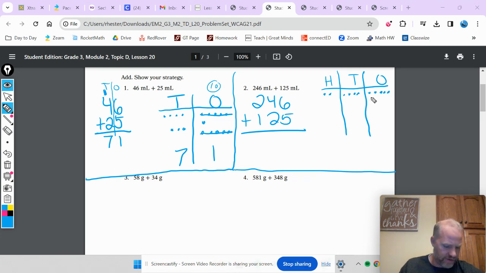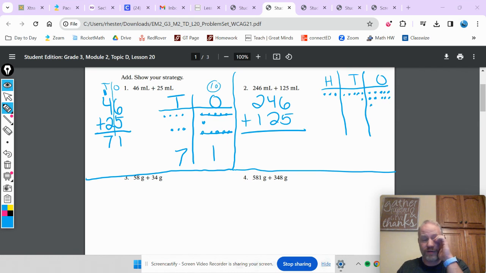Now what you'll notice here is I'm going to move this down to the 6 right here. I'm going to keep them in groups of 5. That'll kind of help me out. So now I have 125. So I'm going to put 1, then 2, 1, 2, and then 5. 1, 2, 3, 4, 5.